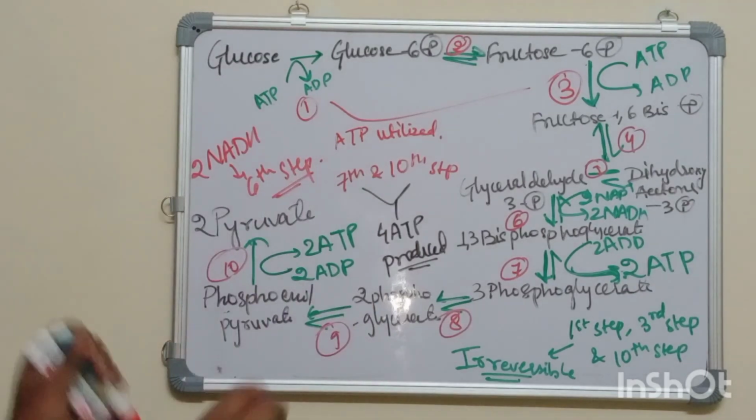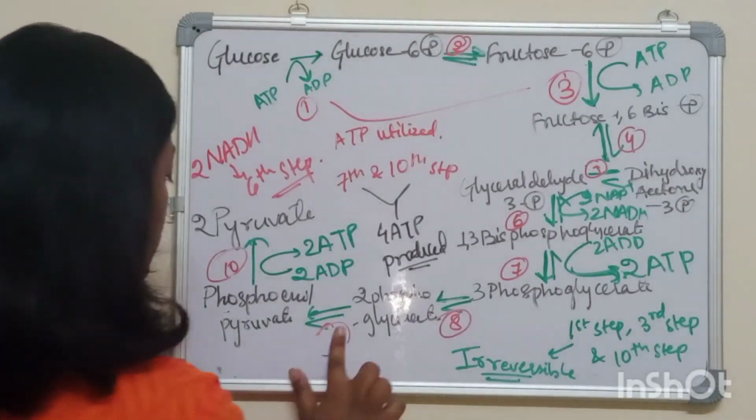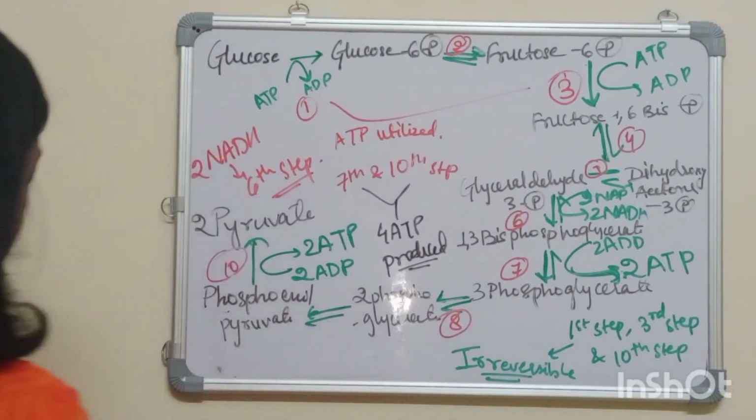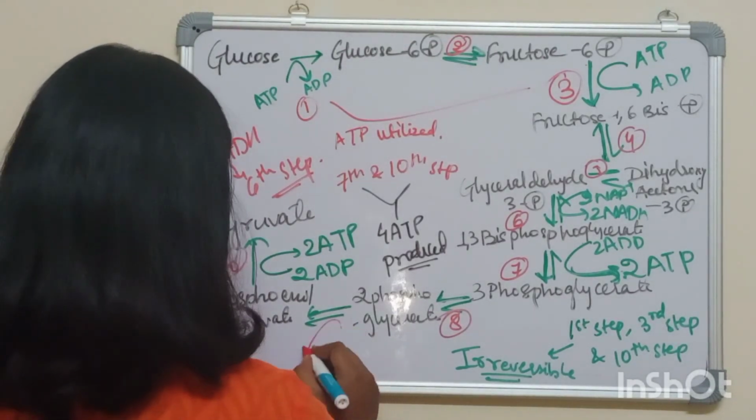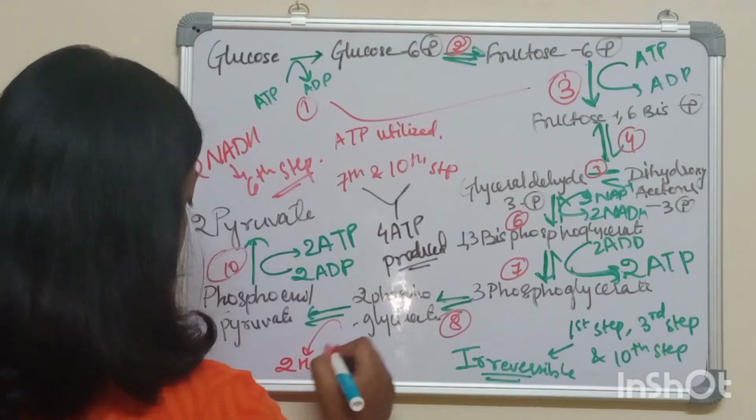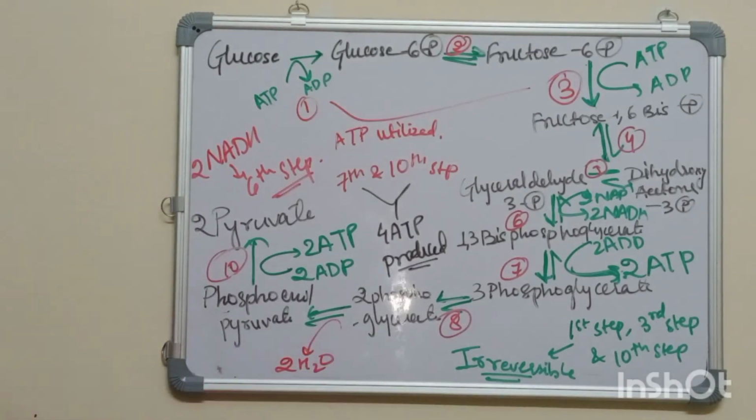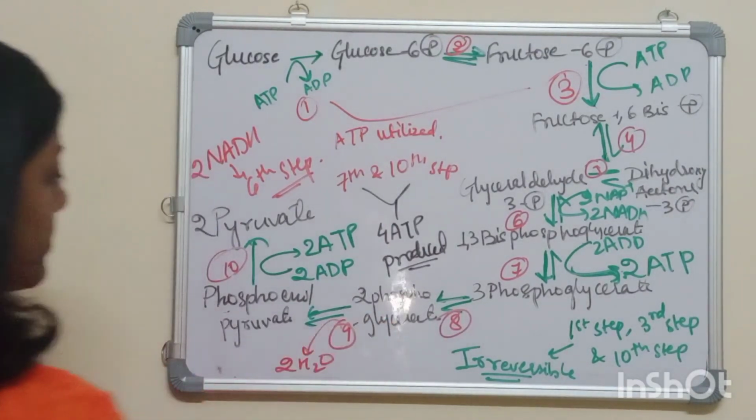Make short notes on this, at which stage what is produced. It will be easier for you to learn. And in the 9th step, 2H2O is released.